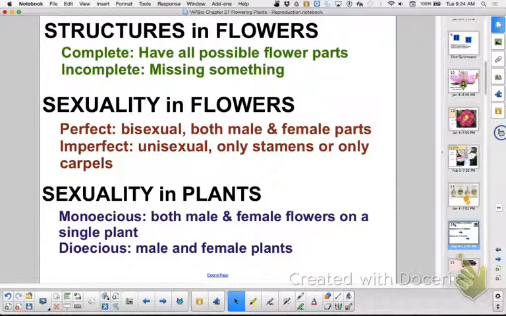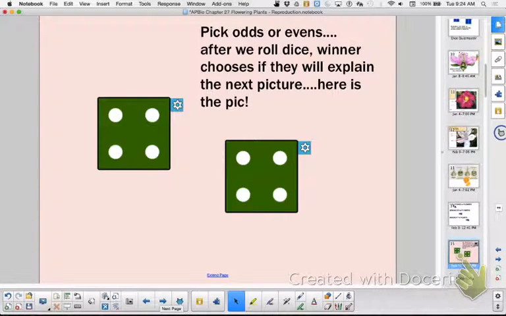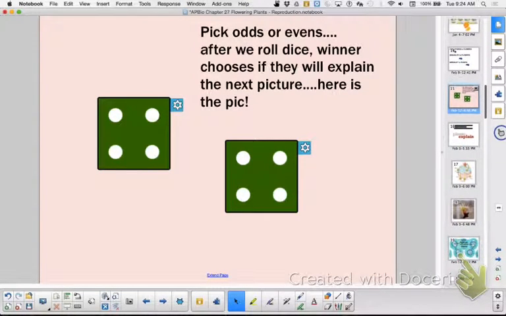If it's monoecious, you only need one plant and you get both male and female flowers on it. If it's dioecious, there's a whole plant that's male and a whole plant that's female. You don't have to memorize these anymore, so you don't have to worry about that. I'm just exposing this to you to show you variations and different adaptations some plants might have. We're going to go past that because I don't have you memorize that anymore.